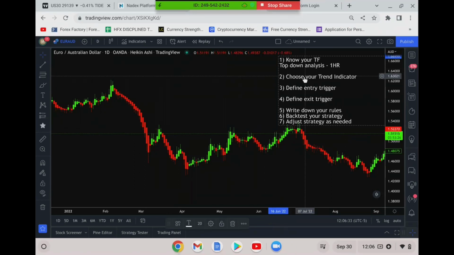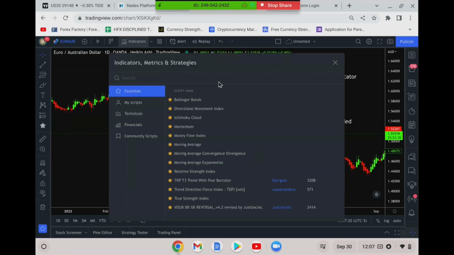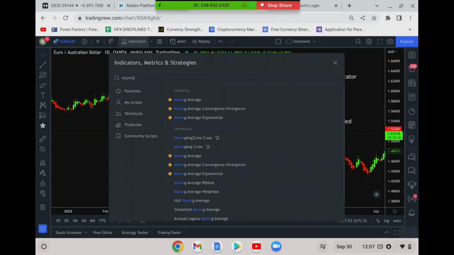Now, number 2, choose your trend indicator. So for this strategy, you guys, what I'm going to personally want to use are the moving averages, which can be used as trend indicators alone. We're also going to use the MACD, which kind of doubles as a trend indicator and a momentum indicator. And then we're also going to add on there the DMI, just as an extra confirmation of when there is momentum in the market. So let me just hover over here to indicators. I'm going to type in moving average.